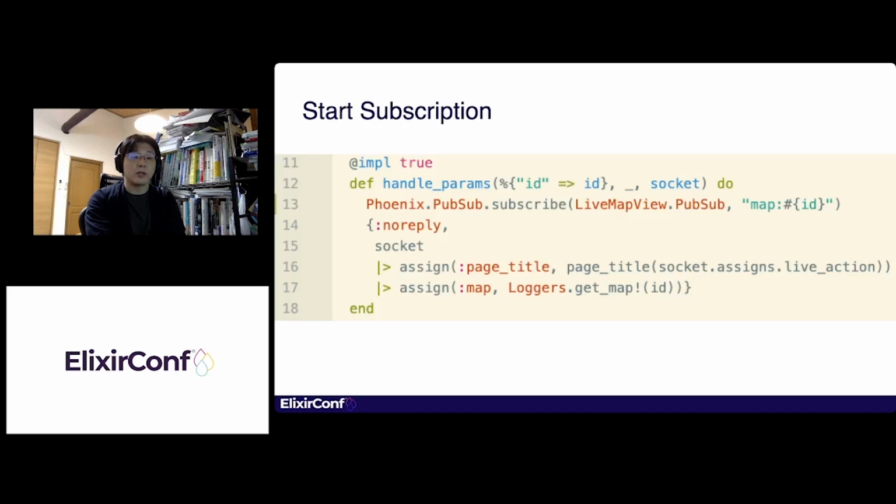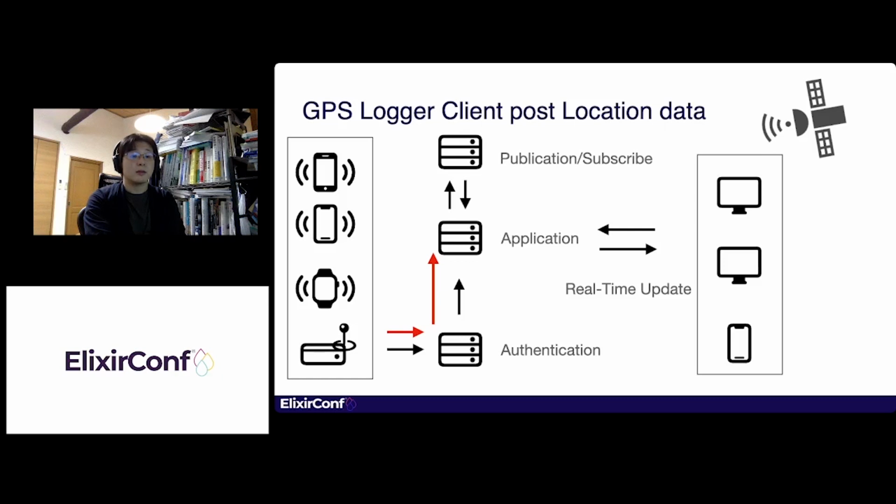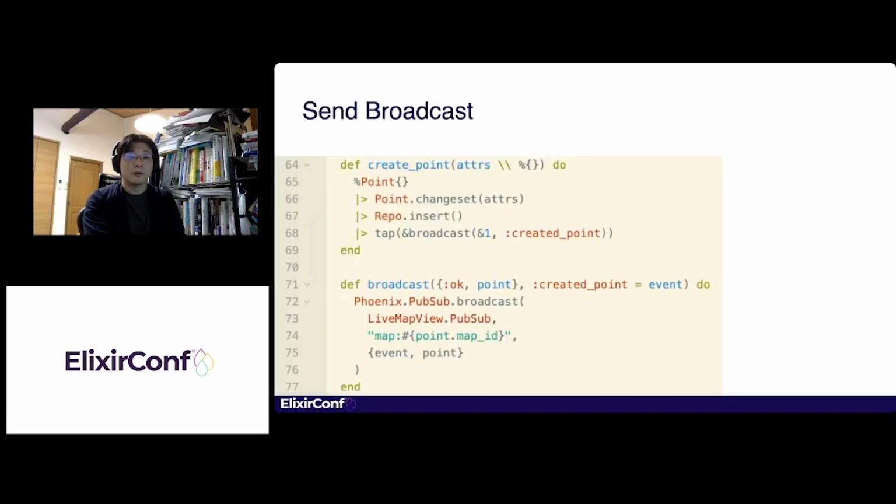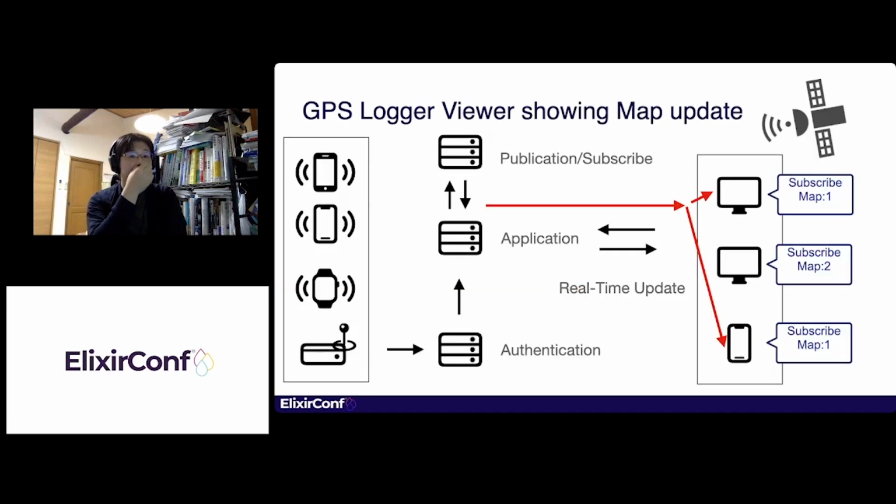Start subscription code. Add one line. The GPS Logger client posts location data to the application with an authentication token. Log: the application broadcasts to the specific viewer. Only sent; received by the application is not yet. Broadcast code: actually, one line. The paths are too easy. The GPS Logger viewer shows the map update.